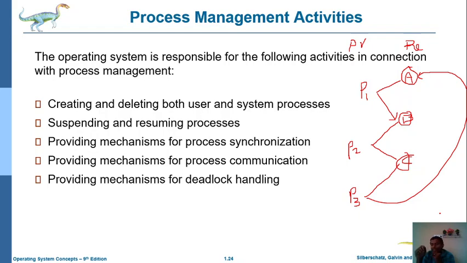Here the operating system is also responsible for handling this type of situation, which is nothing but deadlock handling. We will discuss later how to handle deadlock. Anyhow, these are the activities of process management.